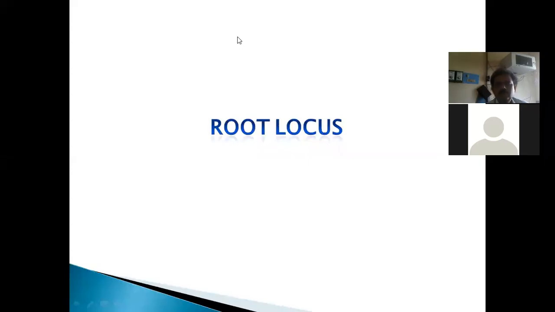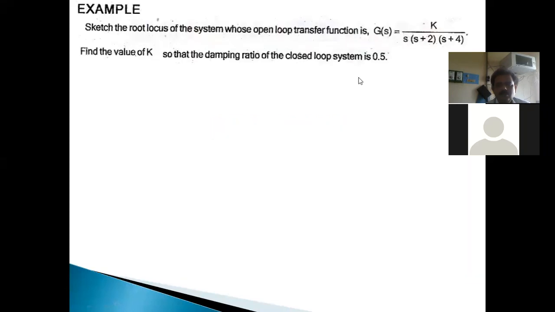So in the last class we have seen the problem based on root locus. Again, one more example I'm going to discuss now. That is already I have given you.